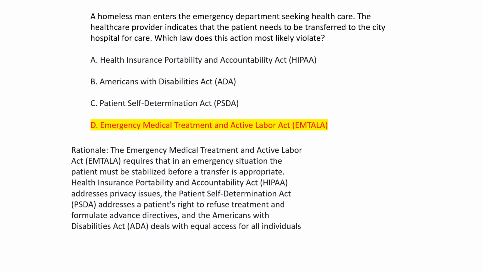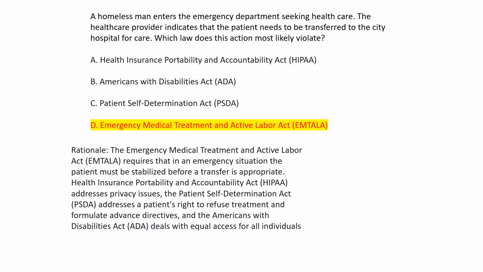Answer D. Emergency Medical Treatment and Active Labor Act (EMTALA). Rationale: EMTALA requires that in an emergency situation, the patient must be stabilized before a transfer is appropriate.